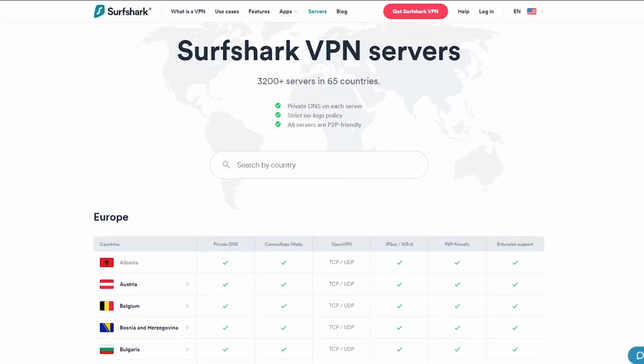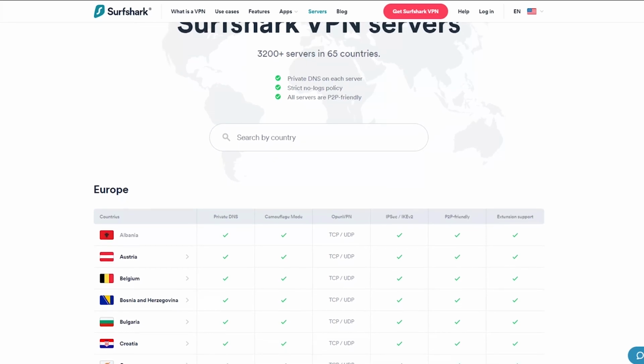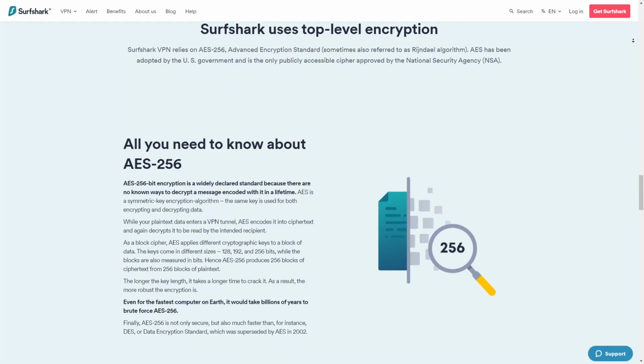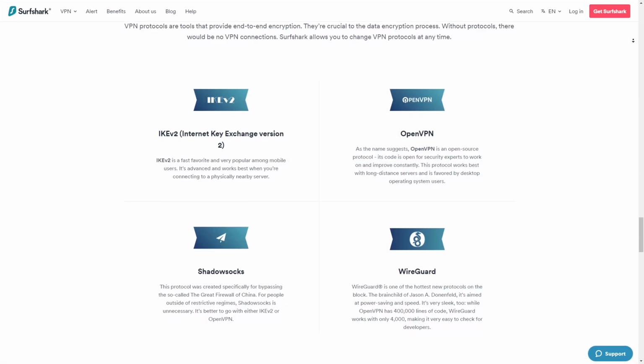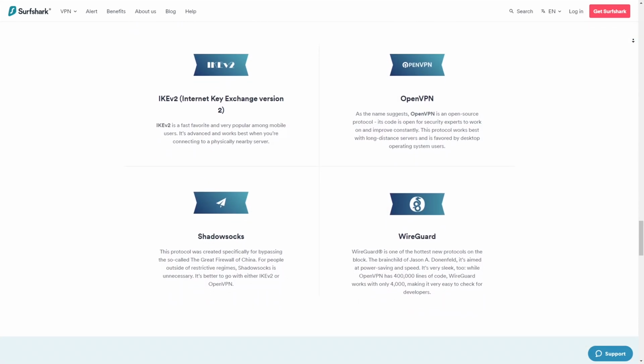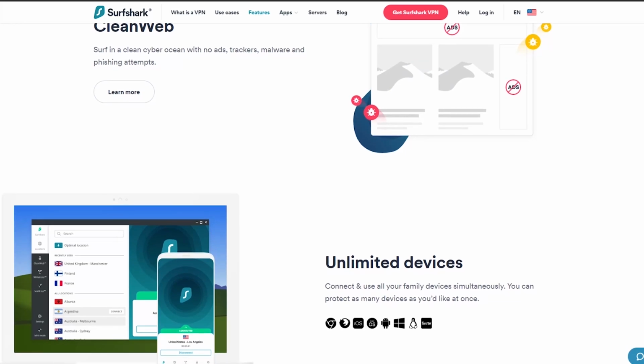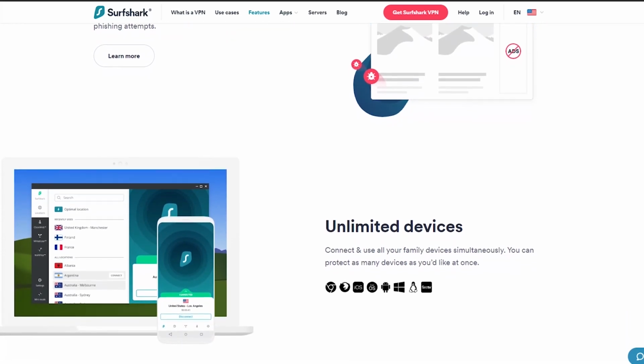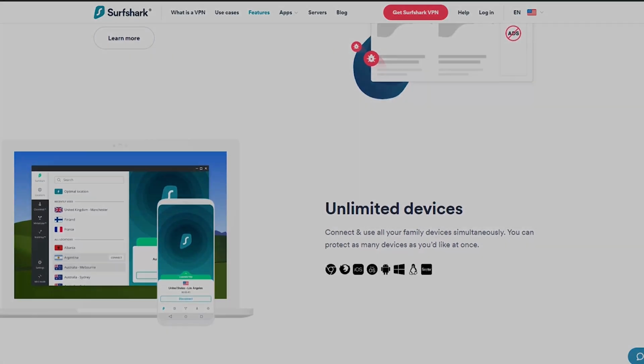Surfshark runs their diskless servers on over 3,200 servers across 65 countries, and they use the standard 256-bit encryption with a handful of protocols, including the powerful WireGuard protocol. Surfshark will also allow their users to secure an unlimited number of simultaneous devices with one subscription, which makes it the only VPN that allows for that.